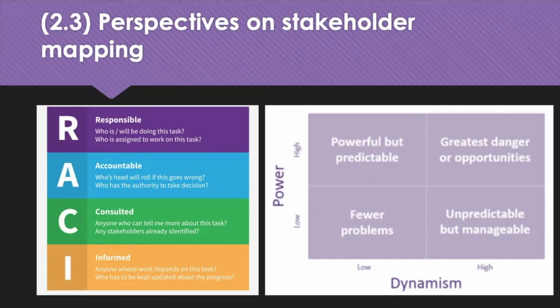And then the power and dynamism matrix on the right-hand side. This is another stakeholder mapping tool that was developed by Gardner. The matrix looks at dynamic aspects of stakeholders. Instead of Mendelow's level of interest, the dynamic level is the extent to which stakeholders are open to change. It can be used in the same way as power and interest for developing new strategies. So you could end up with a situation where stakeholders are powerful but predictable, with high power, low dynamism. Or high dynamism, great danger or opportunities, low power, fewer problems, and low power, high dynamism is unpredictable but manageable.